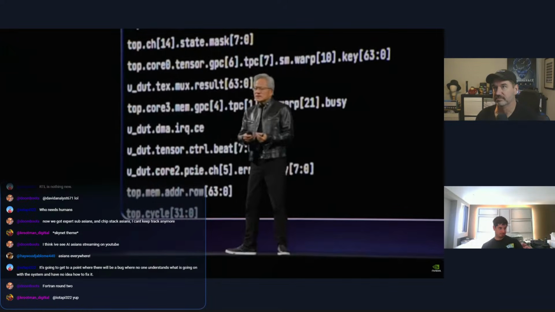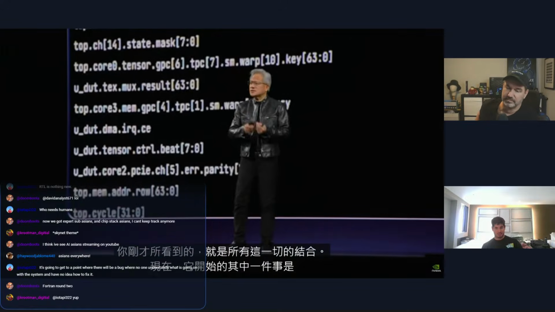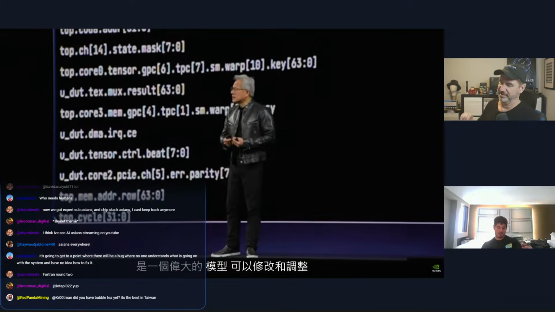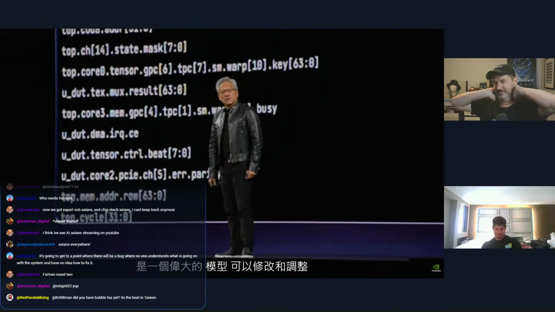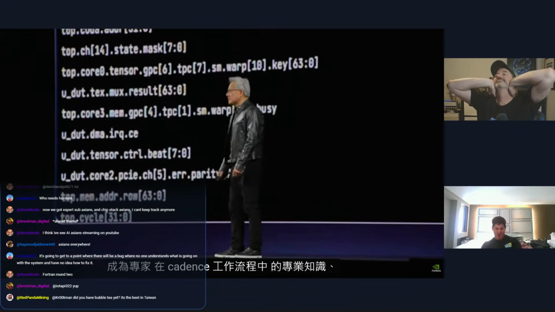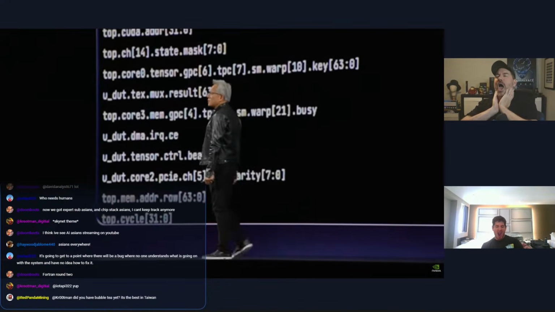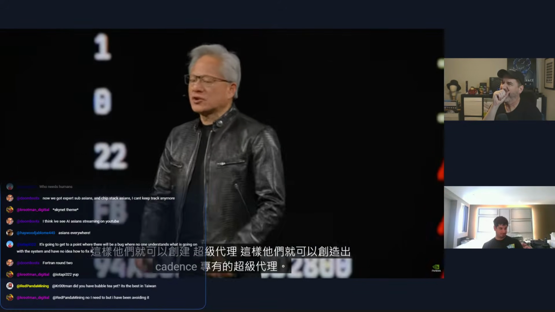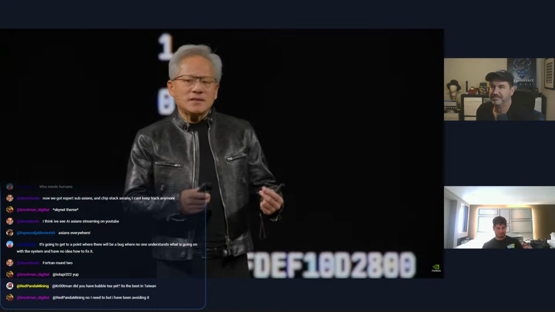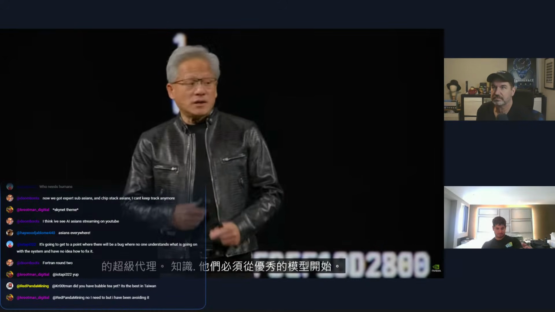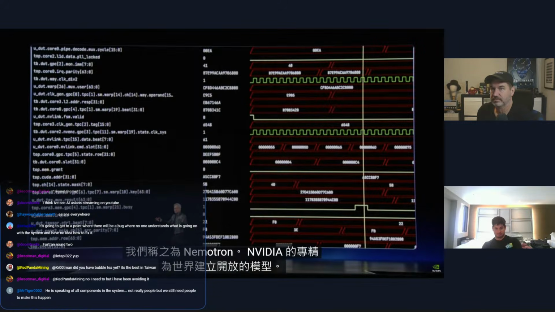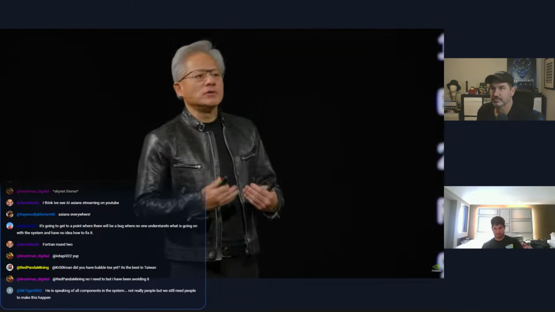One of the things it starts with is a great model that Cadence could modify and fine-tune with their workflow and their expertise, so that they could create super agents that are proprietary to Cadence with their proprietary knowledge. They have to start with an excellent model. We call it Nemotron. NVIDIA is dedicated to building open models for the world so that all of us could create our own agents.